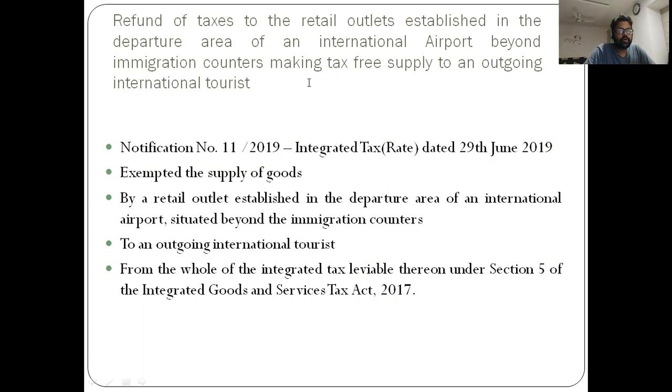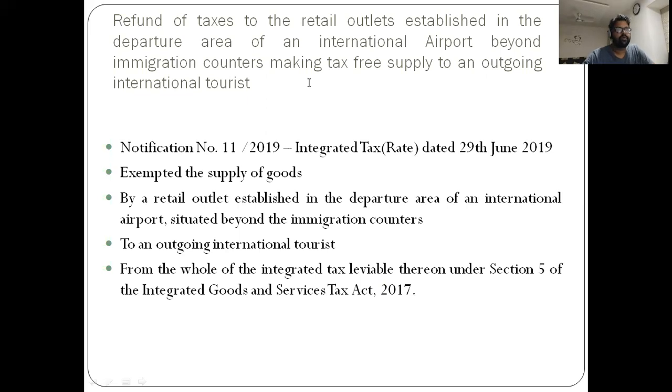So the central government vide notification 11/19 integrated tax rate dated 29th June 2019 exempted the supply of goods by a retail outlet which is established in a departure area of an international airport beyond the immigration counter to an outgoing international tourist. Now, this term international tourist is of utmost importance and has specifically been scoped out in this notification from the whole of integrated tax leviable thereon under section 5 of the Integrated Goods and Services Tax Act 2017.